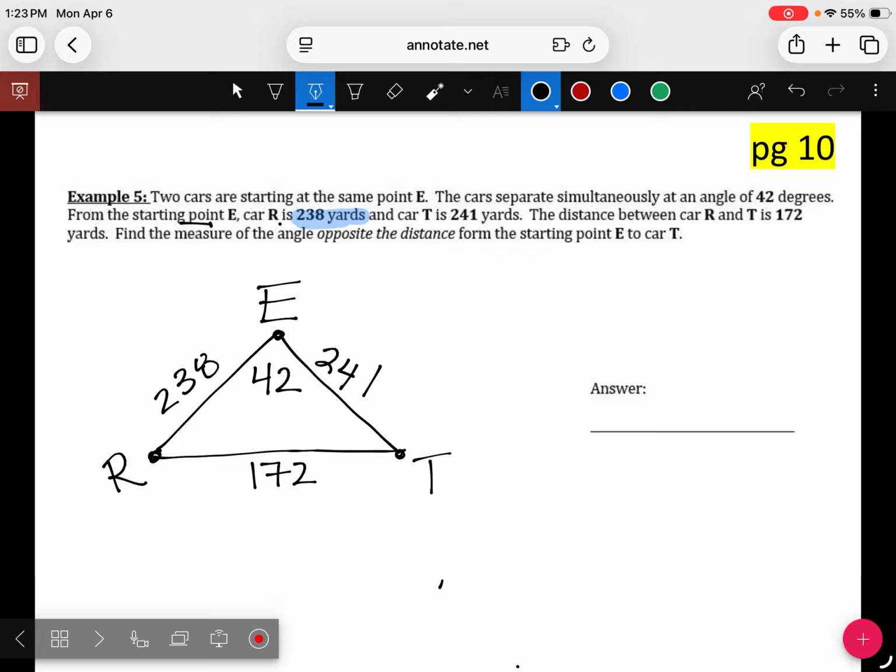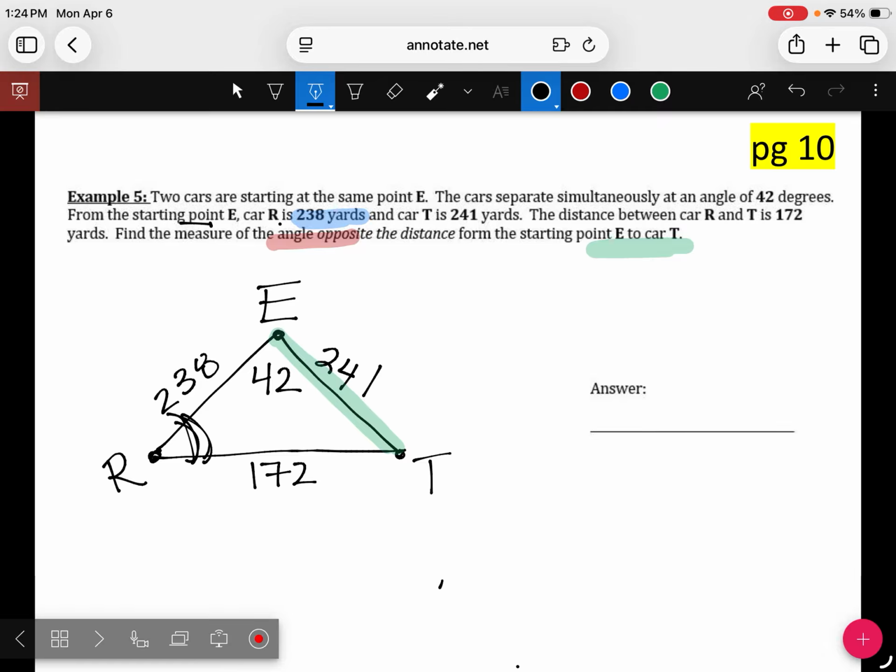And they want us to find the measure of the angle opposite from the starting point E to T. So E to T, what's the measure of the angle opposite the distance from E to T? So opposite from the distance of E to T. So from E to T is right here. What angle is opposite ET? R. That's what they want us to find.